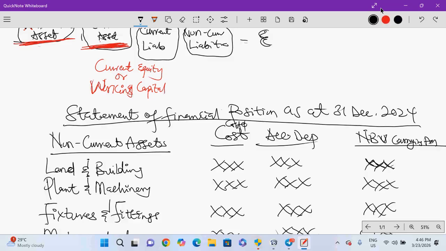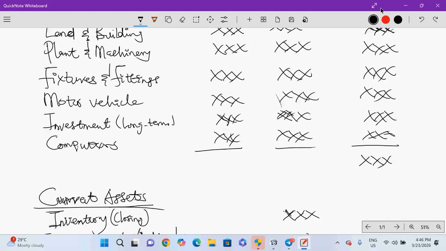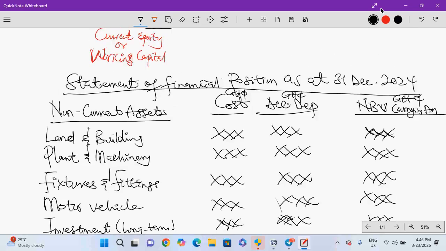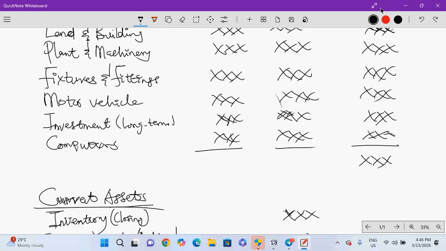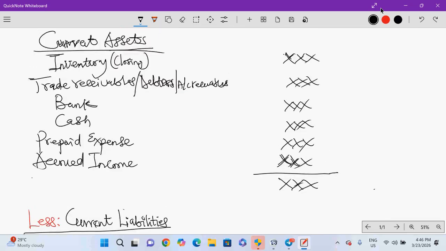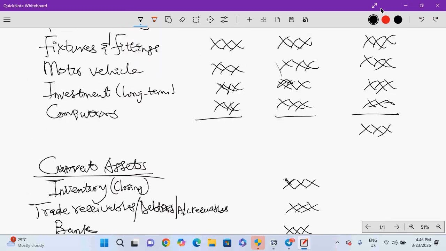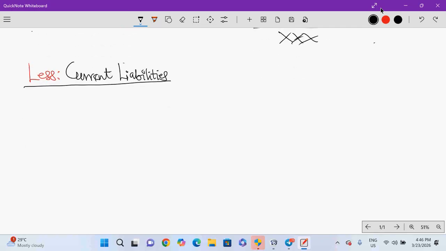So we have Ghana cedi. If it is dollars, you use the US dollars. So we are not writing under cost or accumulated depreciation. Apart from the non-current assets, the rest we are following the Ghana cedis. Yes, thank you. Welcome. So current assets done, now current liabilities.